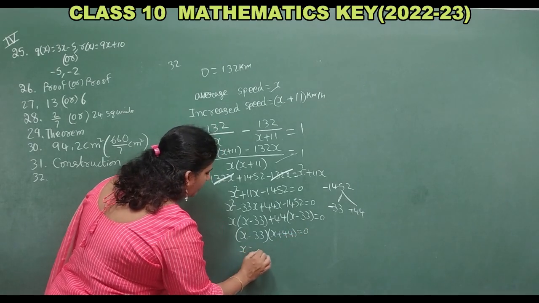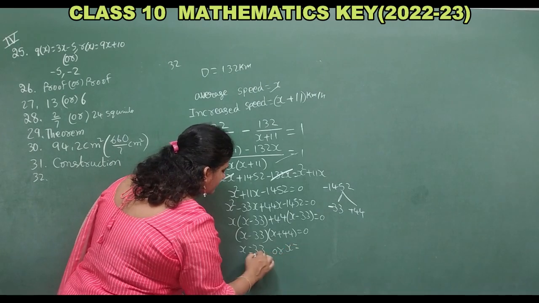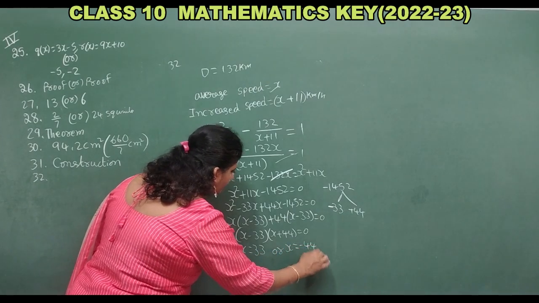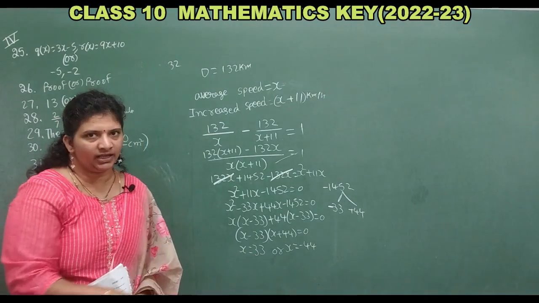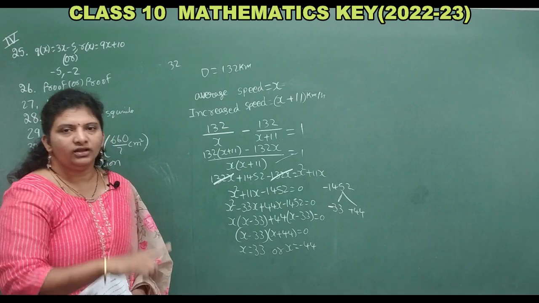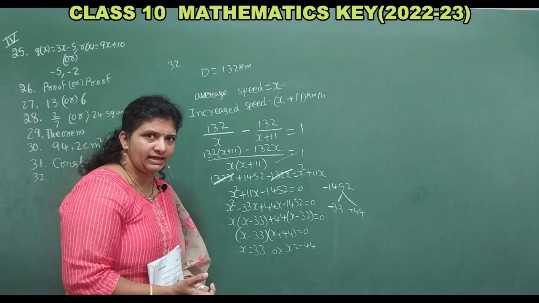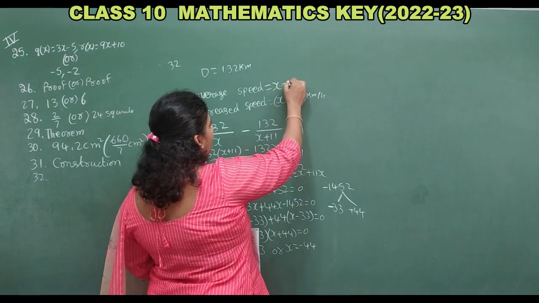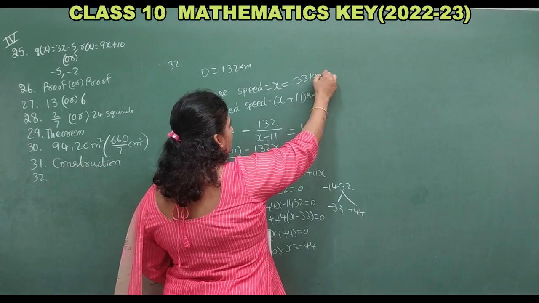Now if you equate to 0, you are going to get x is equal to 33 or x is equal to minus 44. So therefore your x value is 33. x cannot be negative, so neglect minus 44 and take x value 33. What is this 33? Is it your final answer? No. See, the average speed x value is 33 kilometers per hour.